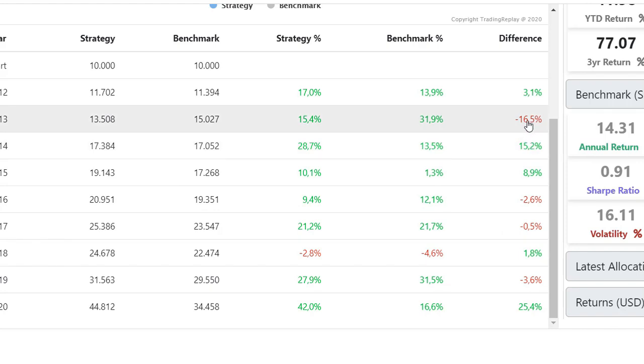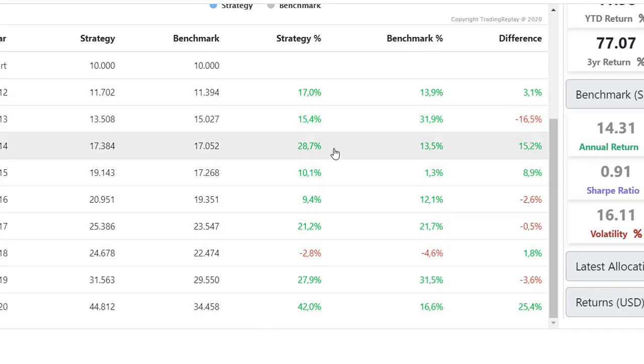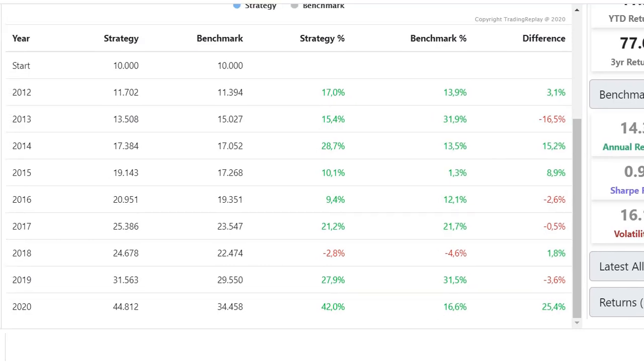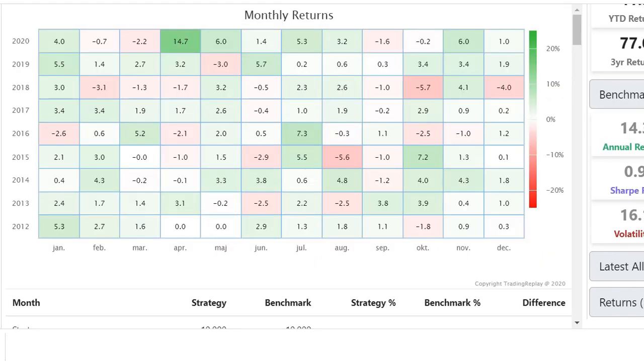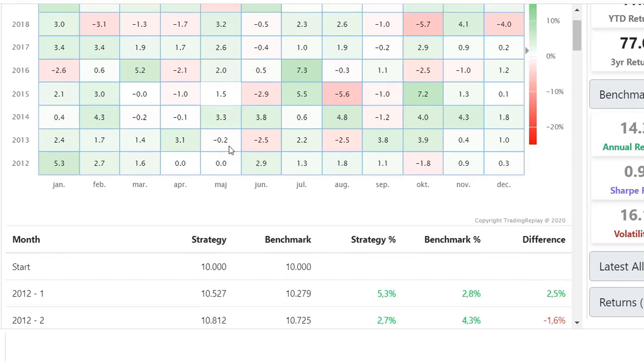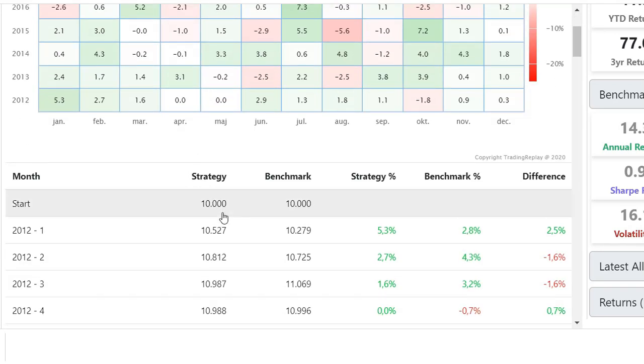What I am looking at is how we are doing compared to the risk we are taking, because here we are taking a lot less risk than we are in the S&P 500. We can also see the same when we're looking at the monthly returns. These are, as you can see, month by month.